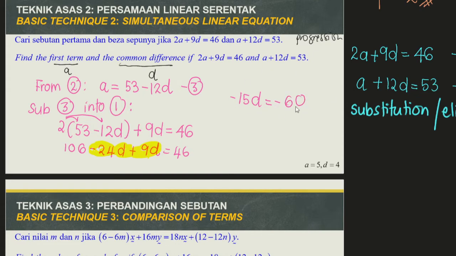Now look at these two, 15 and the D. They are attached together, right? So when you bring it there, it becomes divide. So negative 60 divide negative 15. So D we get 4.